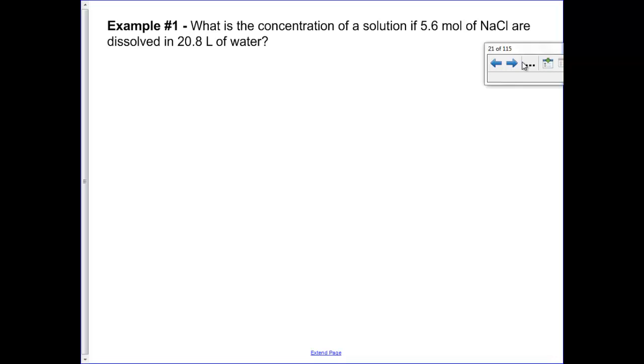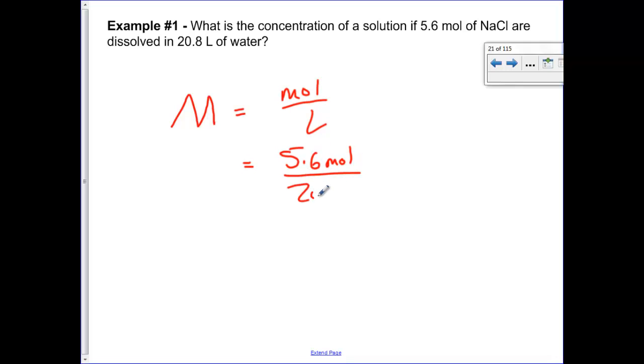This actually is a really simple one-step question. If you're trying to look for your molarity, it's equal to moles per liter. So I have 5.6 moles. I have 20.8 liters. That's all you gotta do, just take the two numbers and divide them.